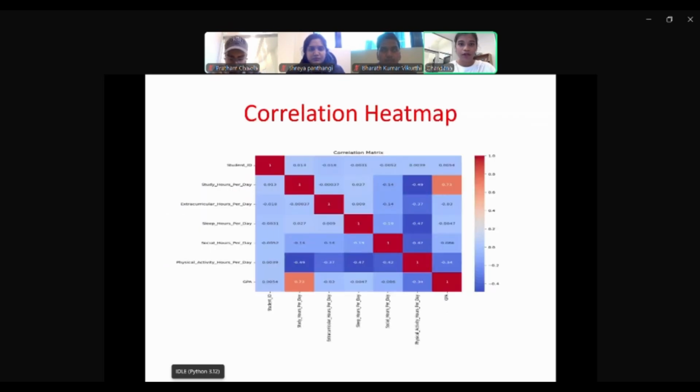The next slide is about the correlation heat map. This heat map shows correlation between different lifestyle factors and GPA. The strong positive correlation is study hours, which you can see in the orange color, at 0.73. Sleep hours and other activities like physical and social hours have a very weak negative correlation with GPA. This helps us see that study time is the more important factor influencing academic performance of students. Shreya will be continuing with the other slides.